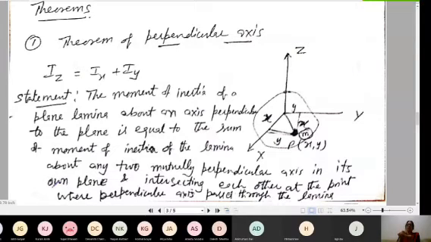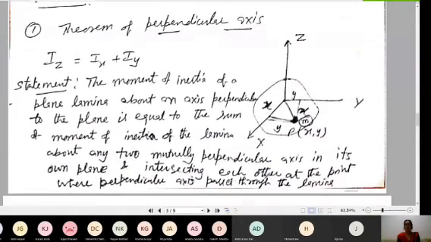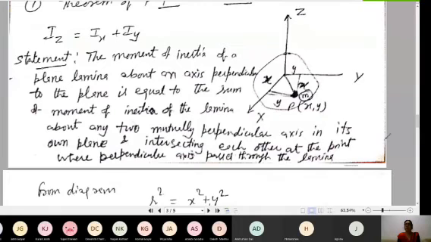Clear? That is equal to the sum of the moments of inertia of the lamina about any two mutually perpendicular axes in its own plane. So if I am in the xy plane, then of course Iz equals Ix plus Iy. If I am in the yz plane, then Ix will be equal to Iy plus Iz, and so on. So this is the statement: any two mutually perpendicular axes in its own plane and intersecting each other at the point where the perpendicular axis passes through the lamina.